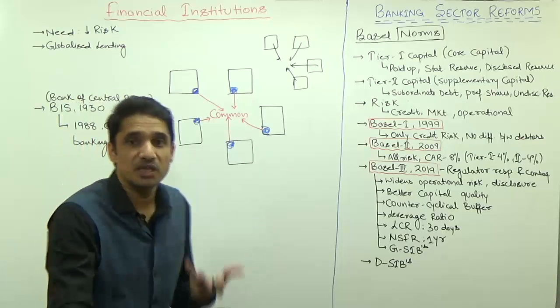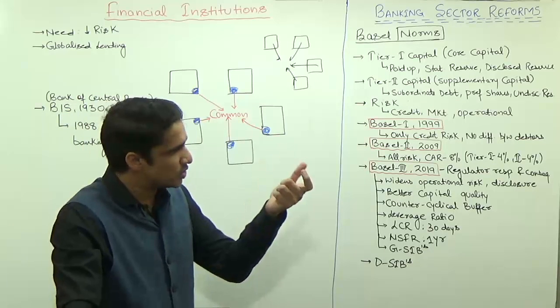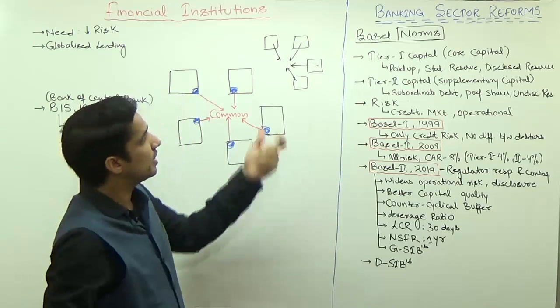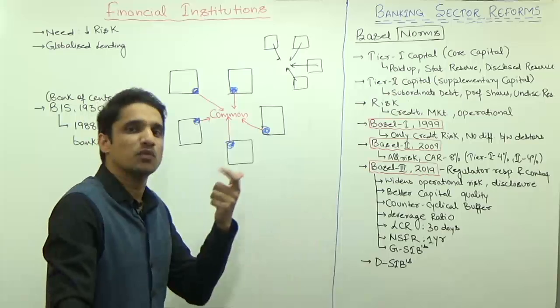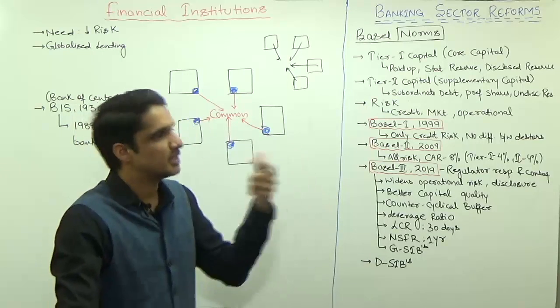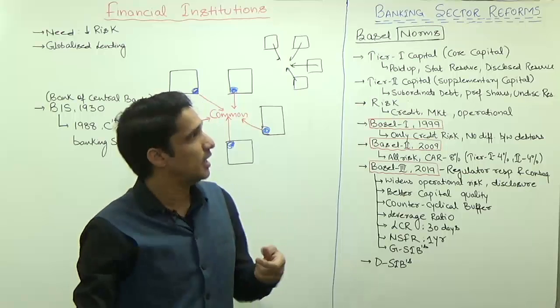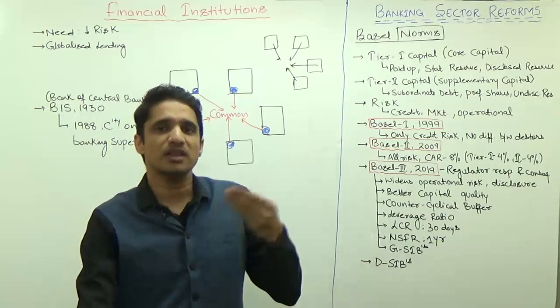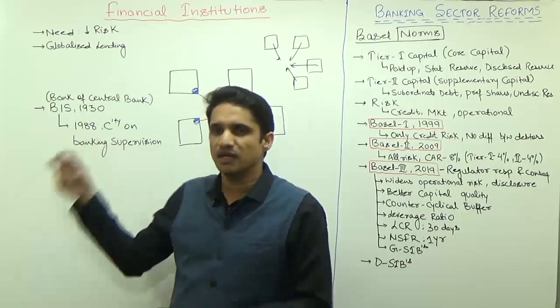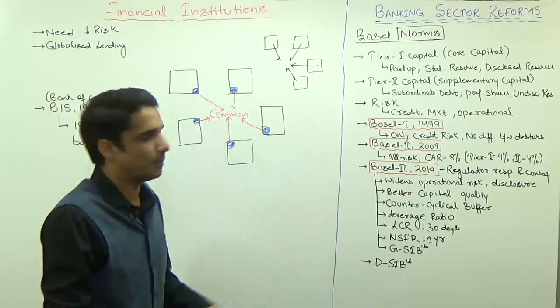Just like we have NPA. NPA is one tool through which you measure the riskiness of the banking sector. Capital adequacy ratio is one more tool through which you can measure the riskiness of the banking sector. And to avoid all these mistakes in future, the Bank for International Settlements prescribes the Basel norms.